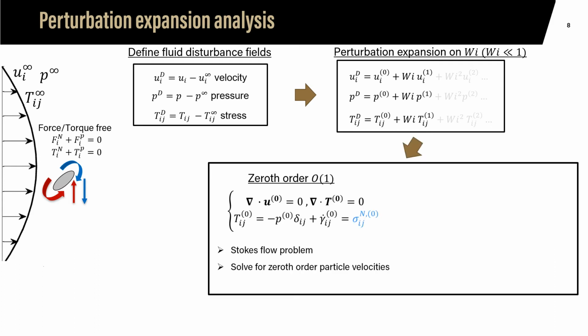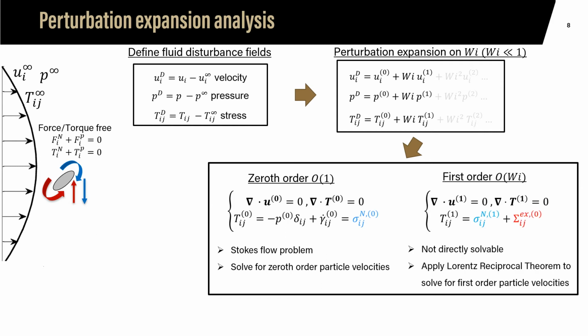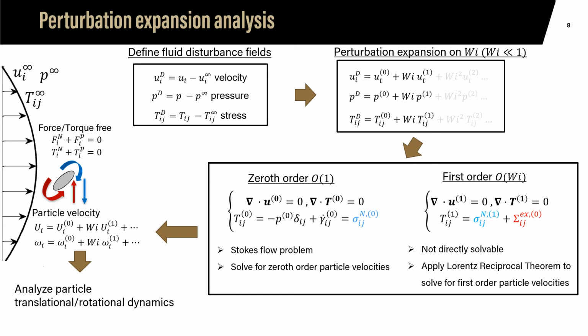First, the zeroth order problem is simply a Stokes flow problem, and we can easily solve for the fluid velocity and calculate the particle translational and rotational velocity at this order. For the problem at order Weissenberg number, the system is more complicated due to the contribution from the viscoelasticity. In this case, the fluid motion is pretty difficult to solve, and we therefore apply the Lorentz reciprocal theorem to help us bypass this problem and directly solve for the velocity correction at this order. With the information above, we can calculate the total particle velocity and analyze the particle motion within the flow.